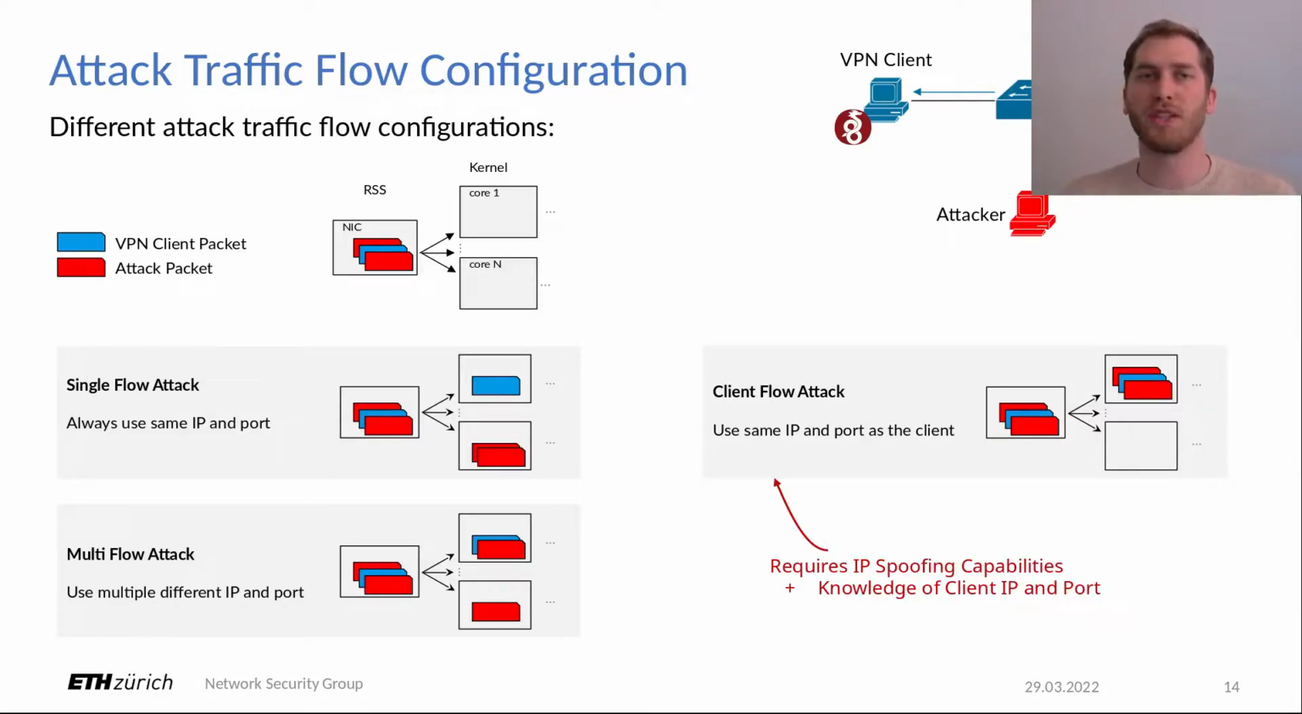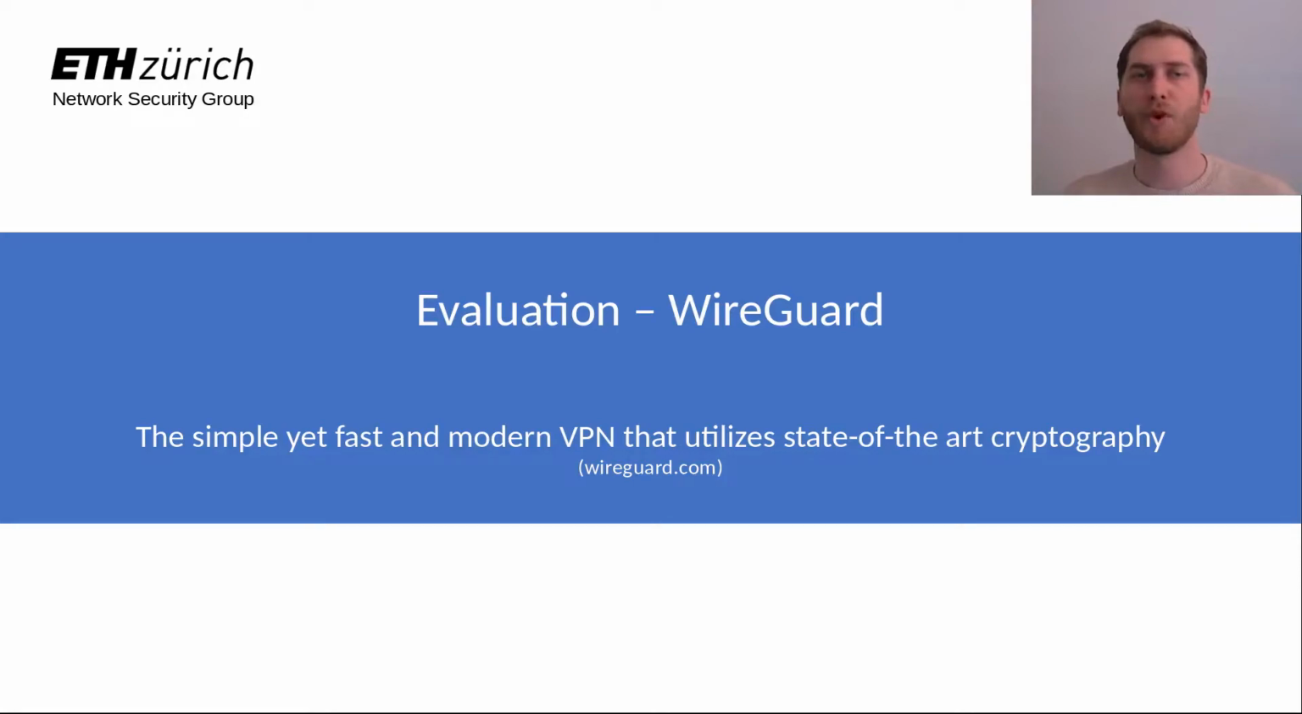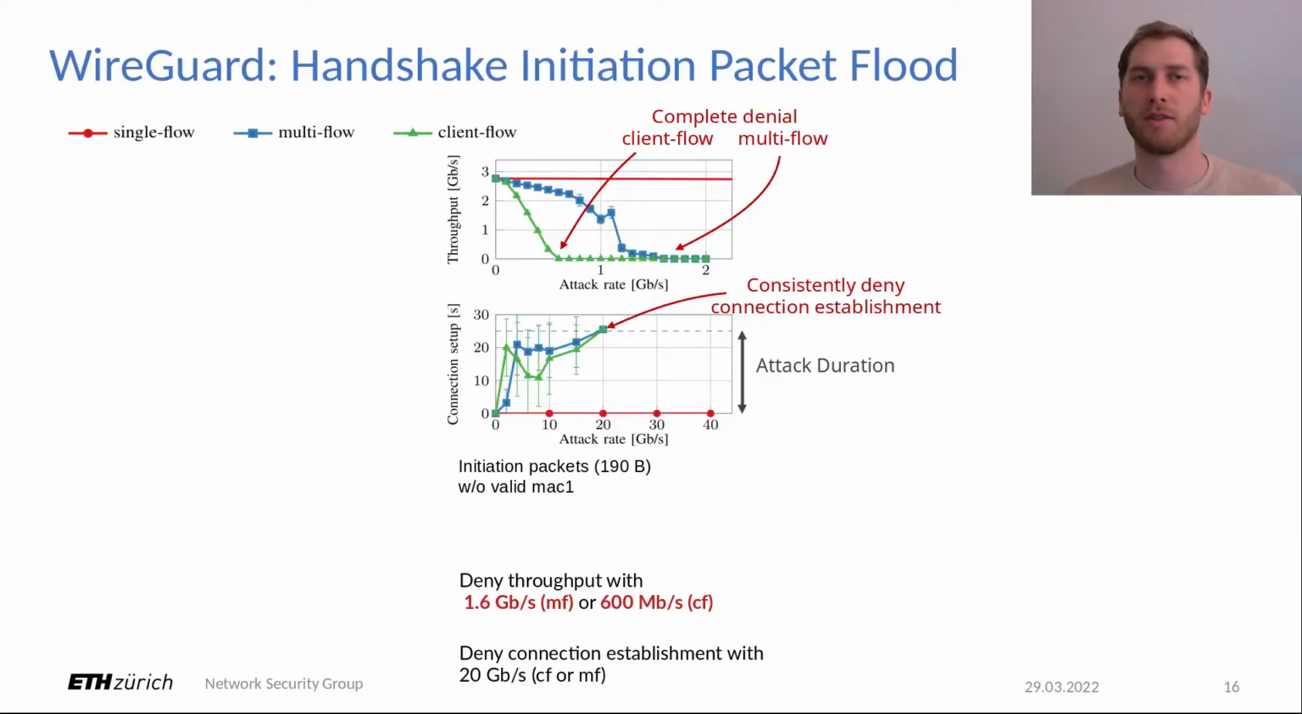The third configuration that we have considered was the client flow configuration. In the client flow configuration, the attacker uses the same IP address and port number as the client does. Therefore, attack packets and client packets are mapped to the same core. At first, let's take a look at WireGuard.